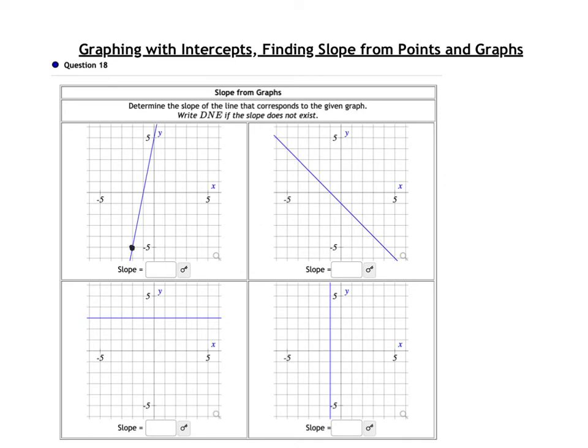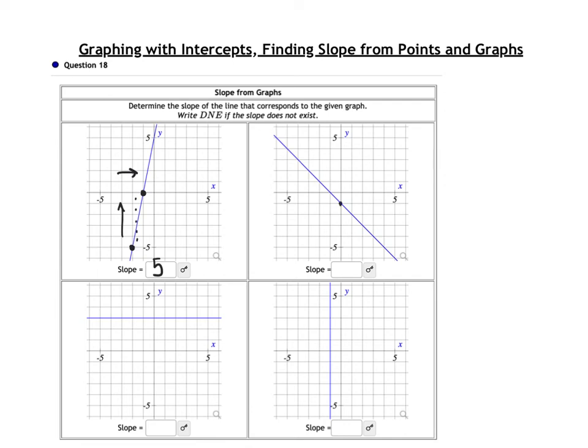Find 2 points that are clearly at intersections. Looks like these two would work. And we're going up, which is positive, and right, which is positive. That's positive slope. It's up 1, 2, 3, 4, 5. Up 5 over 1. That's 5 over 1 or 5.